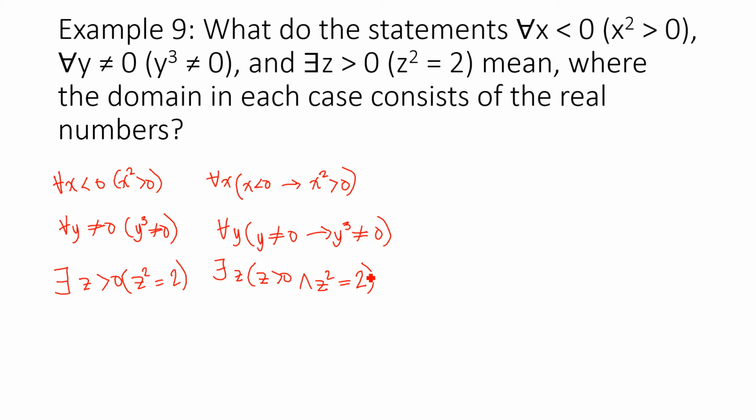So note that the restriction of the universal quantification is the same as the universal quantification of a conditional statement. For instance, "for all x less than 0, x squared greater than 0" is another way of expressing "for all x, x less than 0 implies x squared greater than 0." On the other hand, the restriction of the existential quantification is the same as the existential quantification of a conjunction. For instance, "there exists z greater than 0 such that z squared equals 2" is another way of expressing "there exists z such that z is greater than 0 and z squared equals 2."